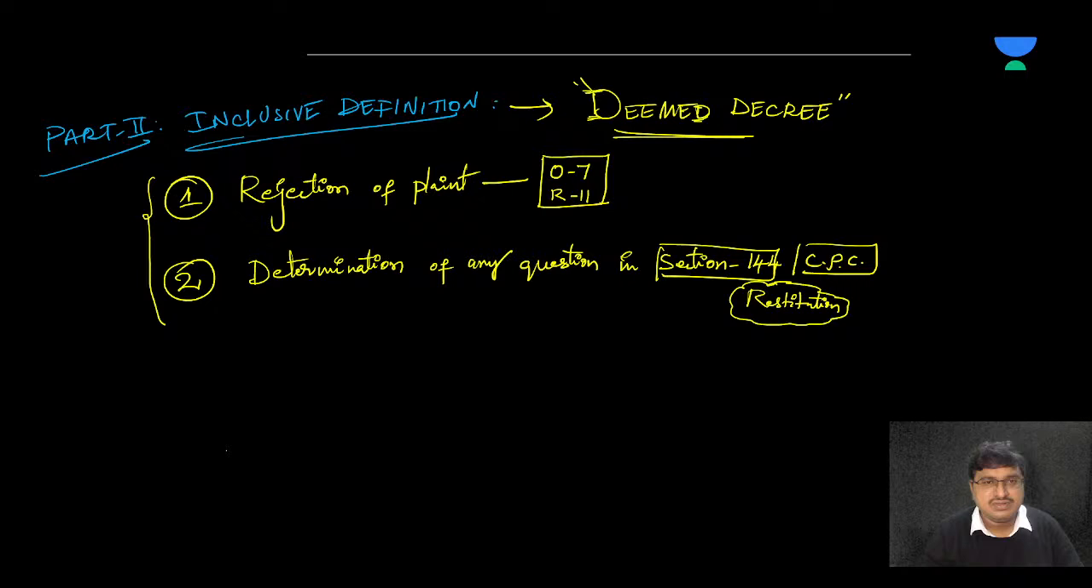Therefore, this is about part 2, friends. However, in order to facilitate the aggrieved party to prefer an appeal, they are brought under the definition of the word decree. Hence the deemed decrees, friends. These two are deemed decrees. Now let us see the other important points here, especially the exclusive definition, part 3.